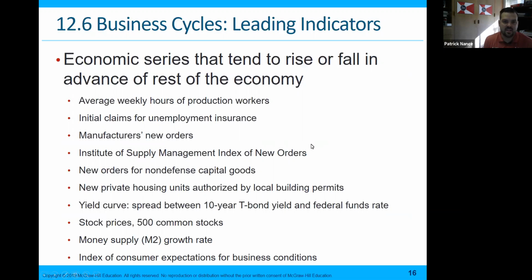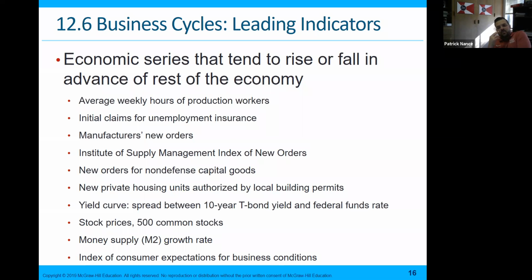Economic series that tend to rise or fall in advance of the rest of the economy: average weekly hours of production workers, initial claims for unemployment insurance, manufacturers' new orders, Institute of Supply Management Index, new orders for non-defense capital goods, new private housing units authorized by local building permits, the yield curve spread between a 10-year T-bond and the federal funds rate, and stock prices.